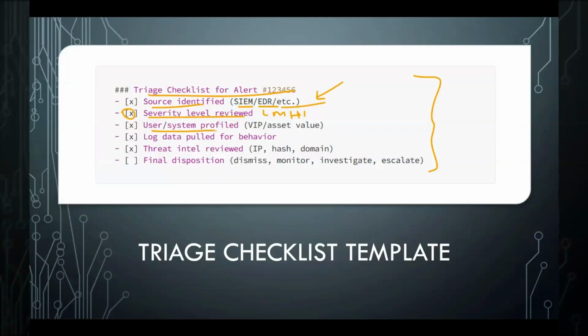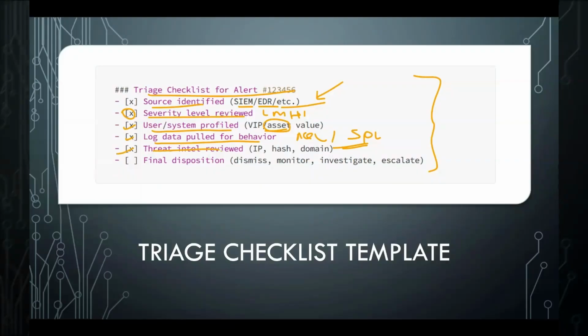And then user system profiled. So check the asset value and user detail of the alert, whether it's a C-suite or VIP user, and also whether the asset has some domain controller access, or whether it's a firewall or something. So check the value of the asset. Then log data pulled for behavior. So you can write your KQL, SPL, or any other query language that you're using, and pull all the detail, timeline, behavior, etc.